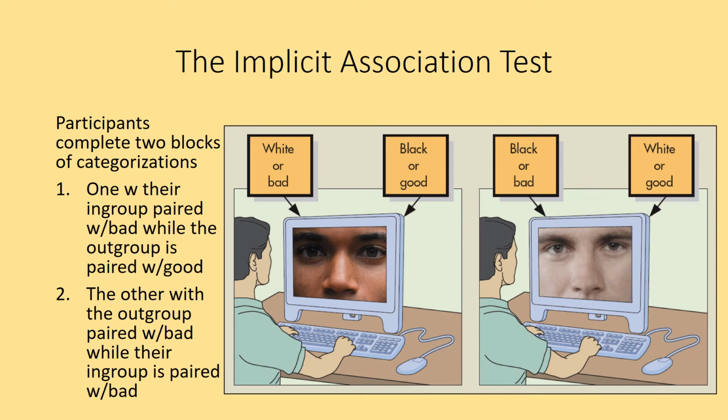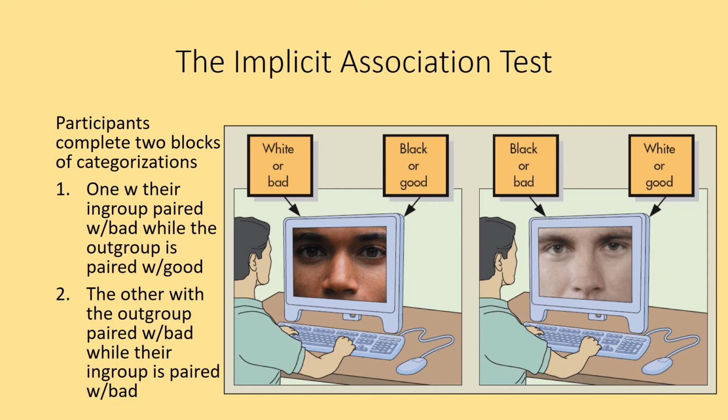your own group. Okay, because if you find it easier to categorize white, let's say you are white, and if you find it easier to categorize white photos and good words, that probably indicates that you have a more positive bias towards whites than towards African Americans. Or let's say you're African American and you find it easier to pair black photos with good, you also might have more of a positivity bias towards your own group, which makes sense. And most of the time that is true. People do have a tendency to favor their own group.